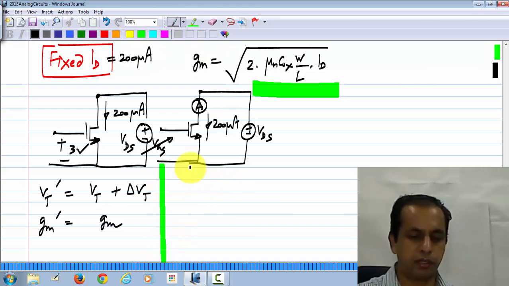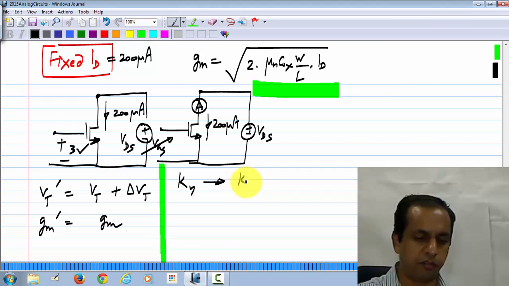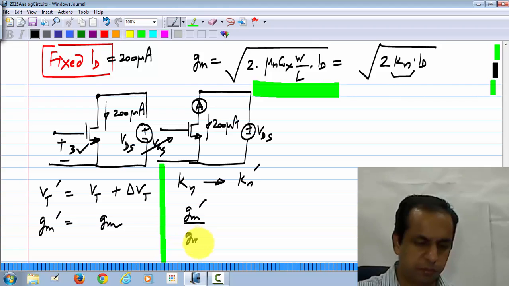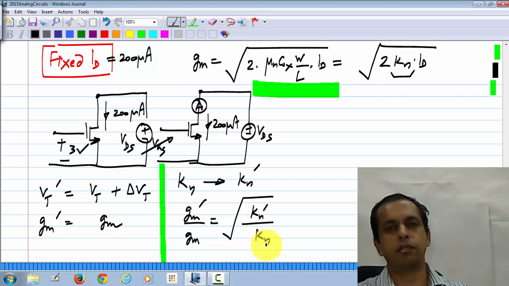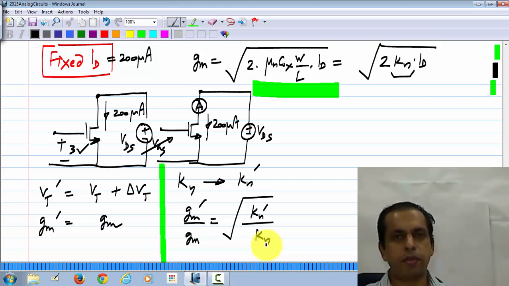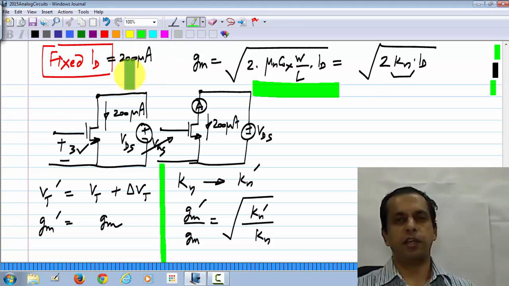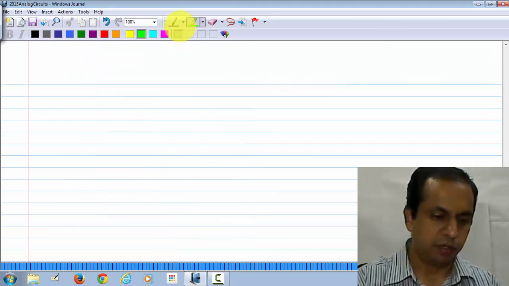And let's look at if Kn, the current factor, changes to a new current factor Kn prime. You see that this expression for Gm has Kn inside the square root. The ratio of new Gm to the old Gm would be square root of Kn prime by Kn. So putting all these things together, we can see that if you fix the drain bias current ID, the variation in Gm is a lot smaller. Let me put everything into a table.